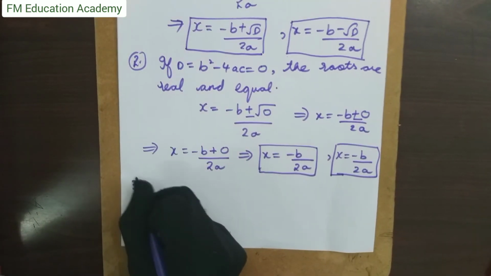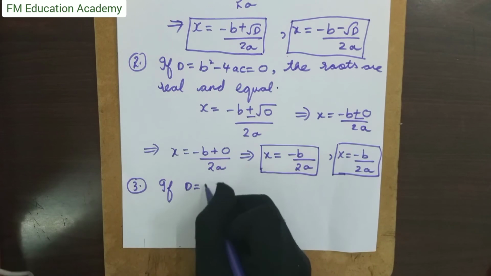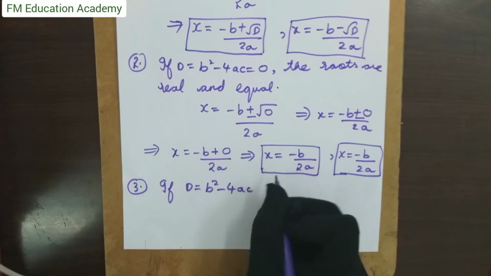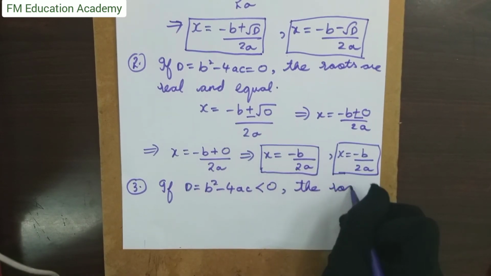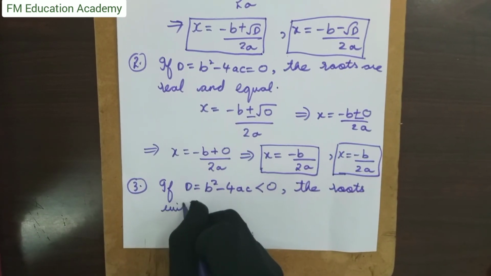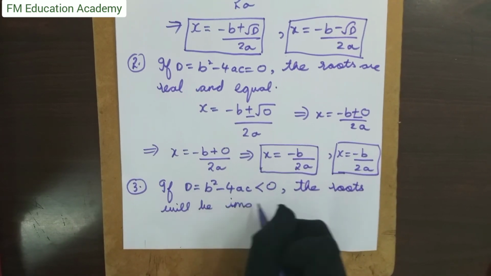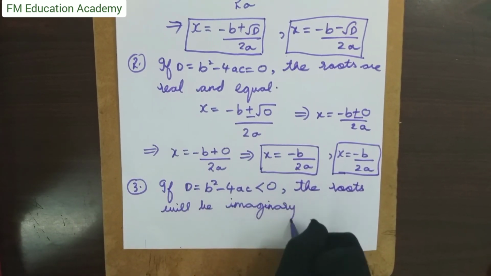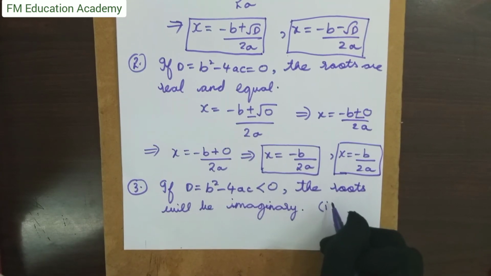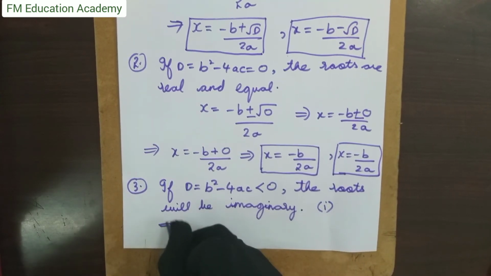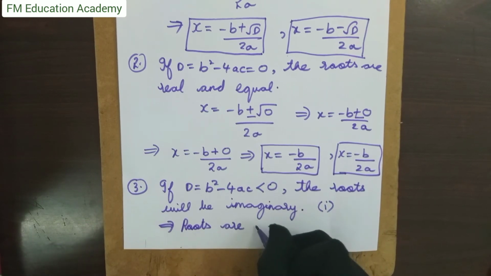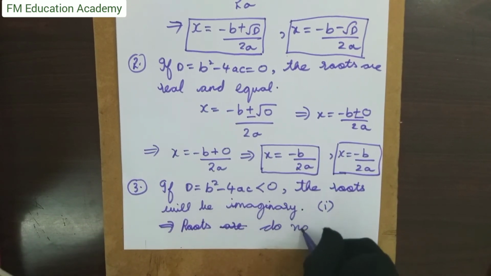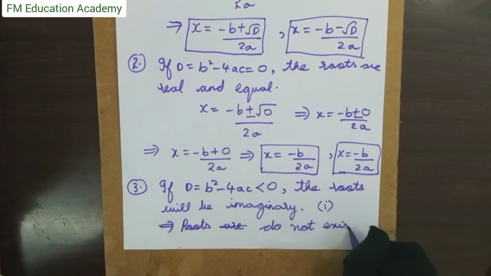The third case is, suppose if the D value we got is less than 0, that is, suppose D is negative, then what roots will you get? Roots will be imaginary. Imaginary roots means they are neither positive nor negative, that is, you will get them in terms of i. That is, they do not exist actually. So in that case, you can say roots do not exist.